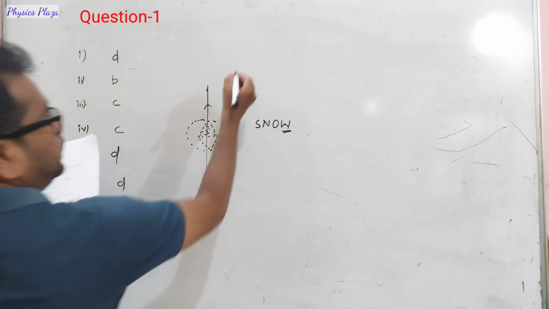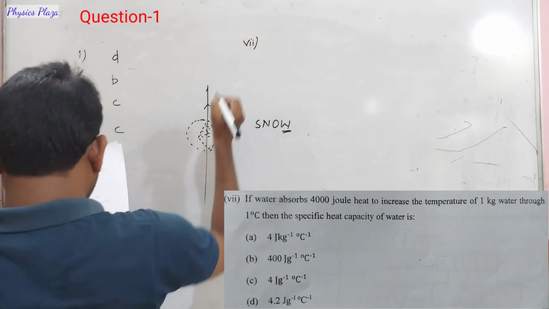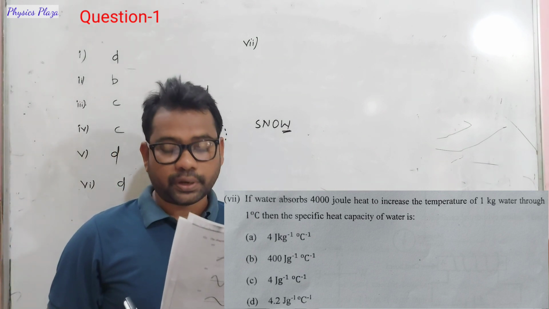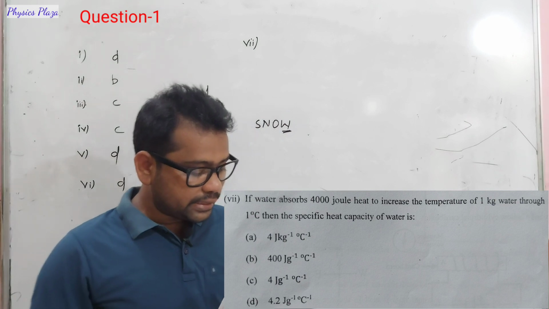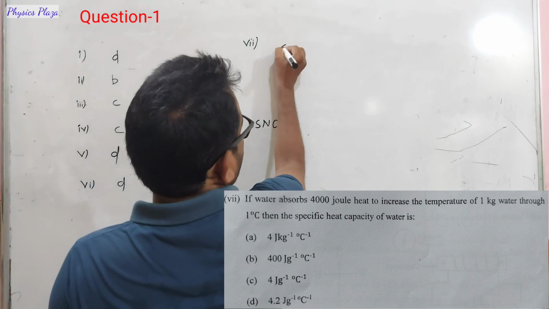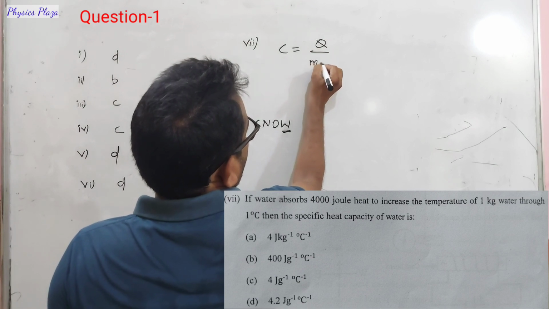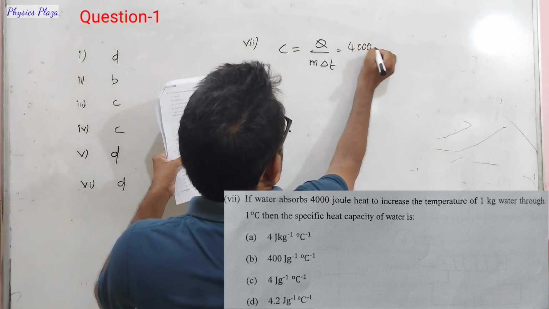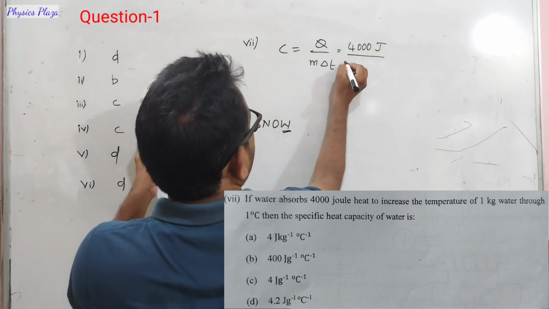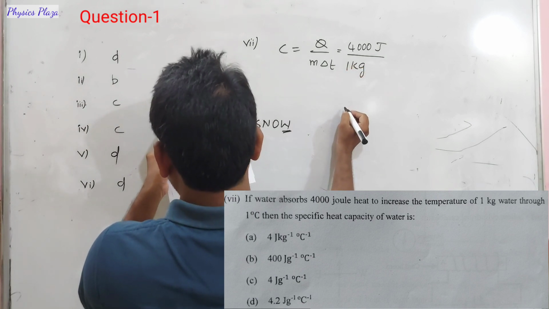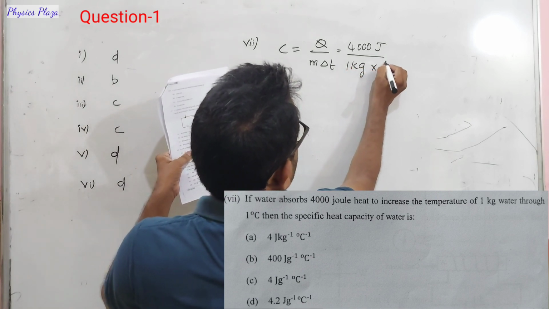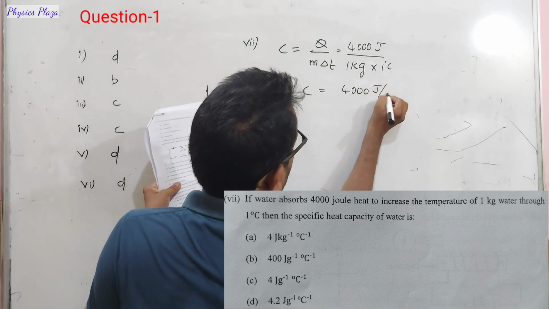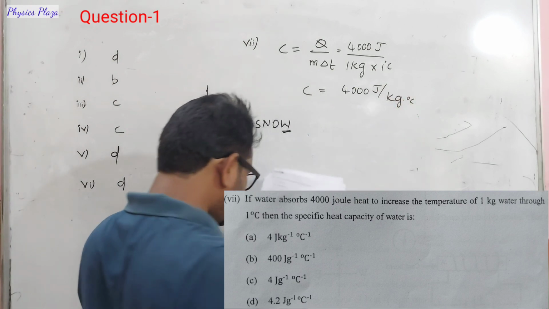Now question number 7, that is bit 7, first question. If water absorbs 4000 joules of heat to increase the temperature of 1 kg of water through 1 degree Celsius, then the specific capacity. Children, the specific capacity formula is Q by M delta T. So here it is given 4000 joule, mass is 1 kg, and temperature is 1 degree Celsius. So actually the answer should be 4000 joule per kg degree Celsius, but the option is not there here.